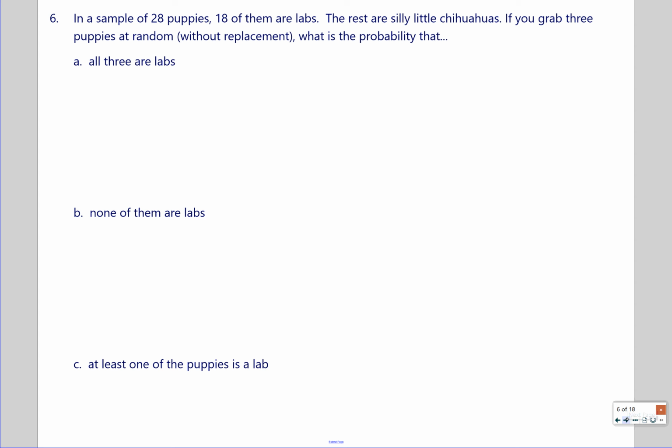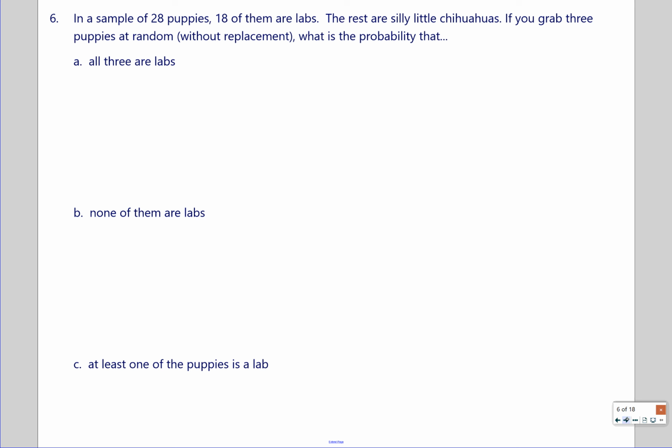Okay, number 6. In a sample of 28 puppies, 18 of them are labs. The rest are silly little chihuahuas. I didn't write this problem, just a little disclaimer there. If you grab 3 puppies at random without replacement, what is the probability that all 3 are labs, none of them are labs, and at least 1 puppy is a lab?